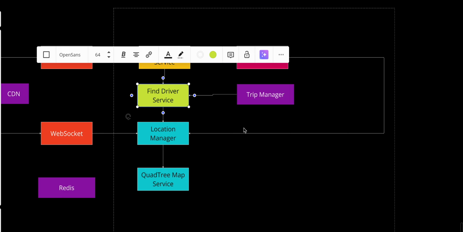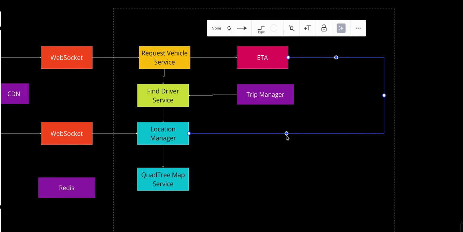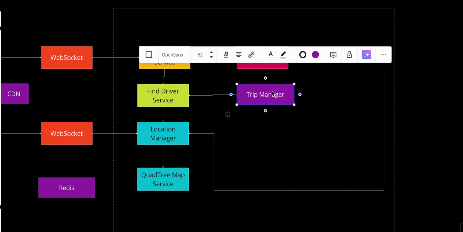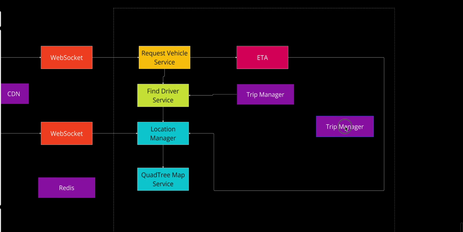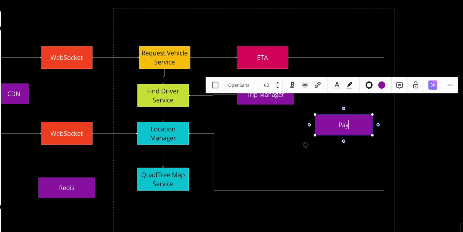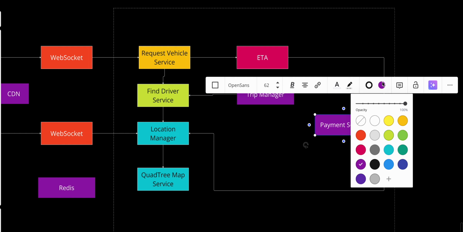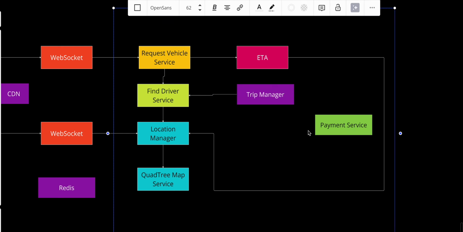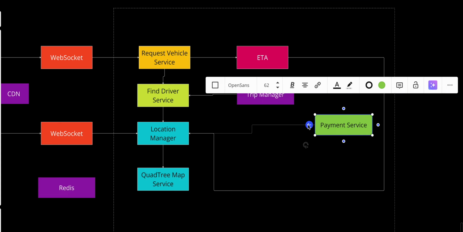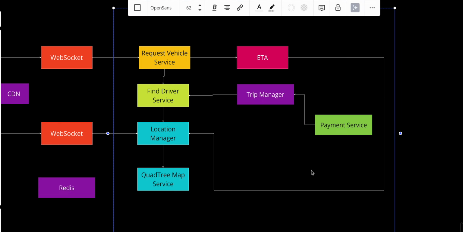And I guess we need to add two more components. We can add a payment service for fraud detection. Let's add it here. Payment service. Let's give it a greenish color because it's money. Let's make the color black. And I guess the payment service will be connected with the trip manager. I guess the trip manager will only have the ability to do that.